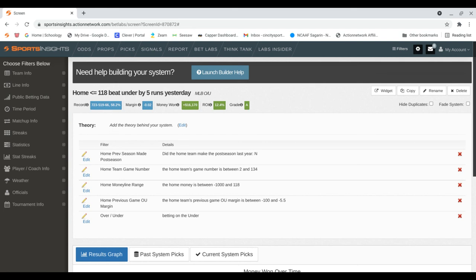We also want this to be prior to game 135 to avoid any September call-ups who might not be ready for the majors yet and messing up our under. Finally, the home team has to be a non-playoff team from the year prior.